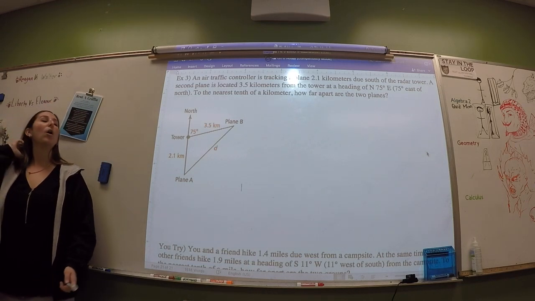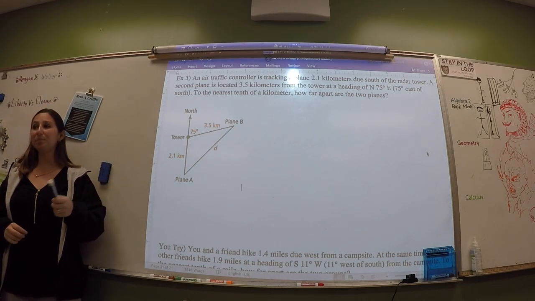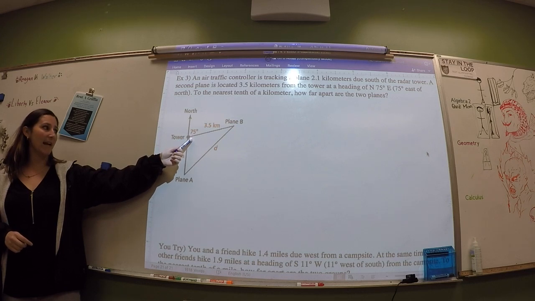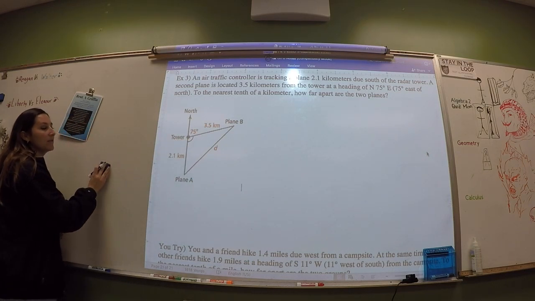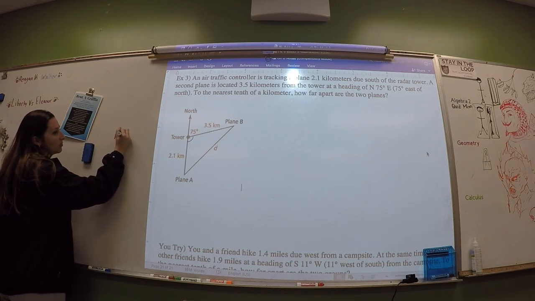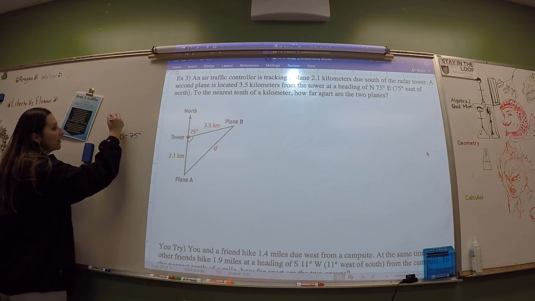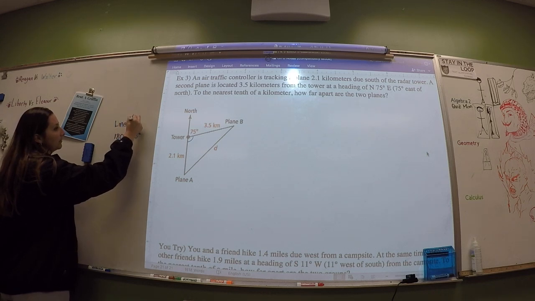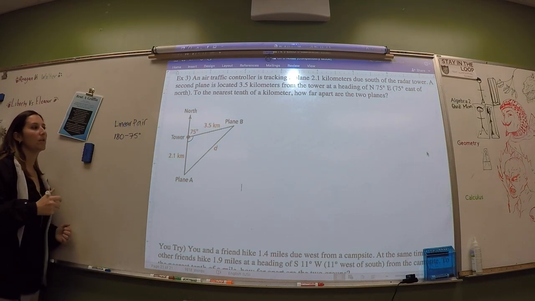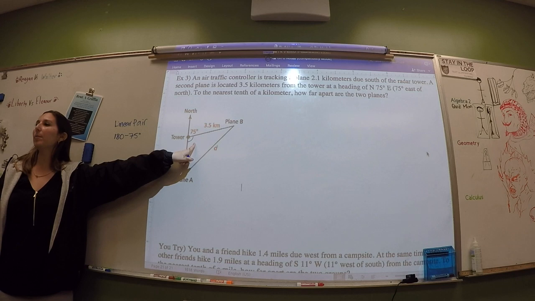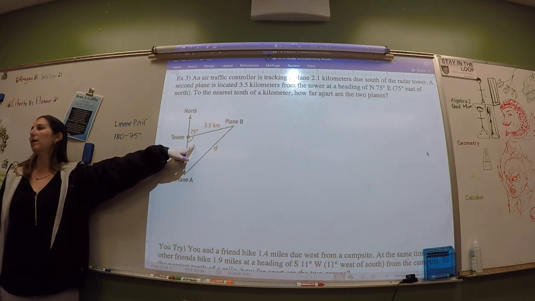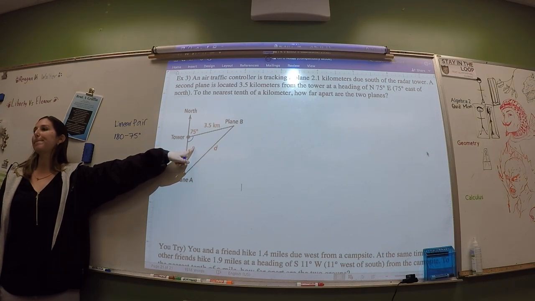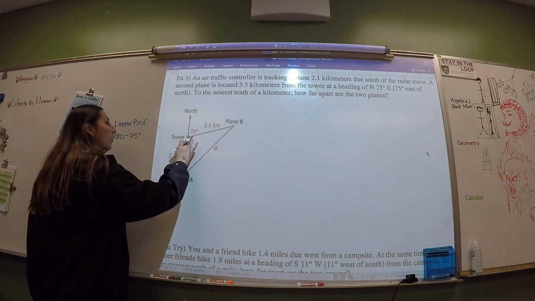In cash. The first thing we have to do is figure out what this angle is right here. This angle can be found by taking 180 and subtracting 75 because they are a linear pair. So I can subtract 75 from 180 to get this angle right here. What's 180 minus 75? It's 105. So this angle is 105.